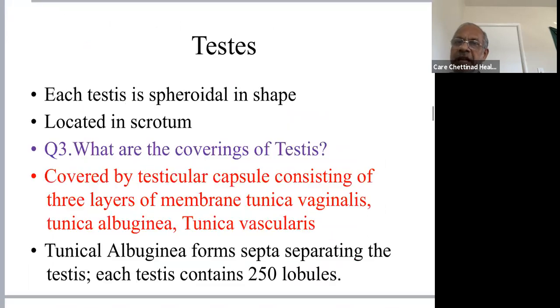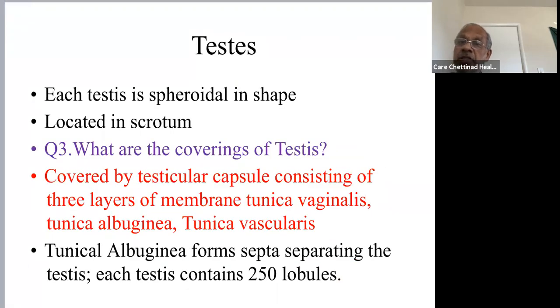Remember, I want to reiterate the anatomy again. Each testis is a spheroidal shape located in the scrotum. The coverings are important because they have a bearing on the clinical picture. The coverings from outside are: tunica vaginalis, tunica albuginea, tunica vasculosa. Tunica albuginea forms septa separating the testis into lobules. Each testis contains 250 lobules.